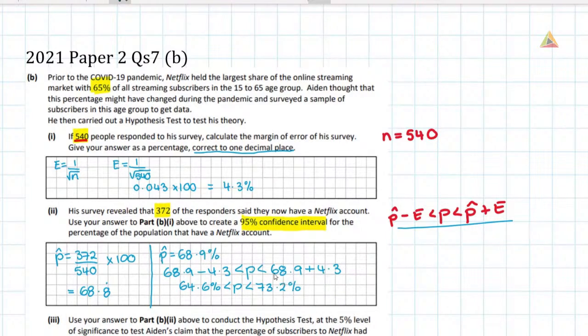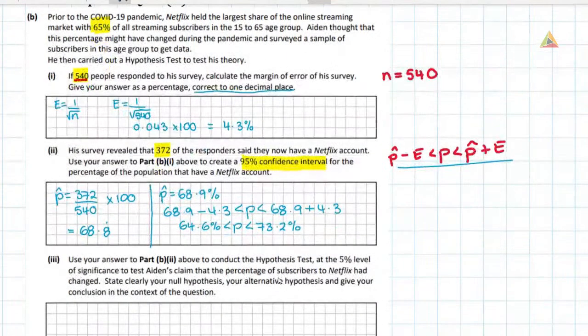So then we have to carry out our hypothesis test. So now that we've worked out our margin of error, which allowed us to calculate our confidence interval, we're going to use our confidence interval to conduct our hypothesis test. When they describe our hypothesis test here, in part 2, we have something called a 95% confidence interval, but in part 3, it says at the 5% level of significance. Now, this just means that our 95% confidence interval plus the 5% level of significance add up to give us 100%.